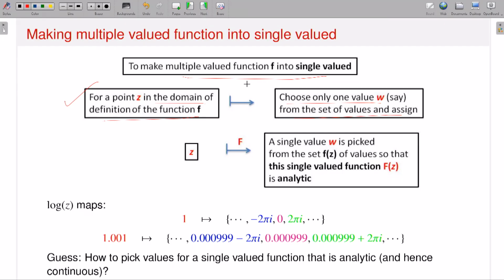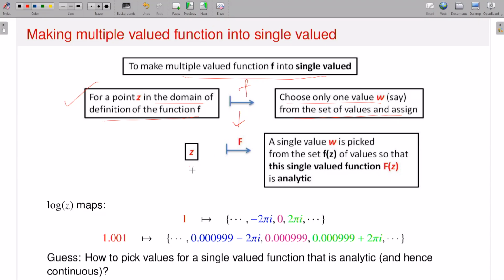So this is a multivalued function, so let it be small f. Then, given z, small f is taking a set. So in the set, I would like to take only one value, so that I get from the multi-value to the single value. So I am saying that for a given z, choose a single value, that means I am defining capital F, a single value w picked from the set f of z, so that, so I demand something.